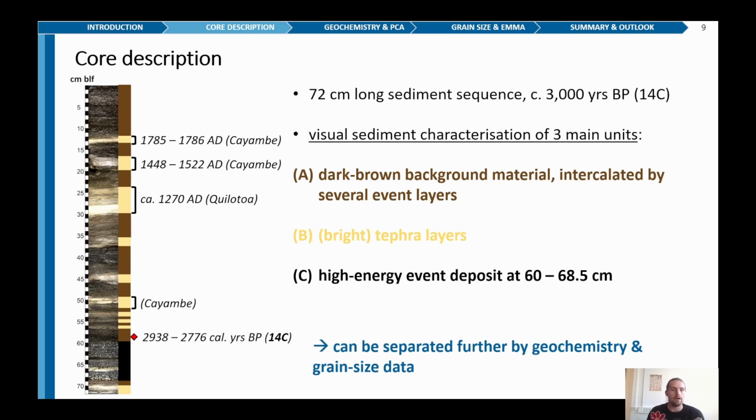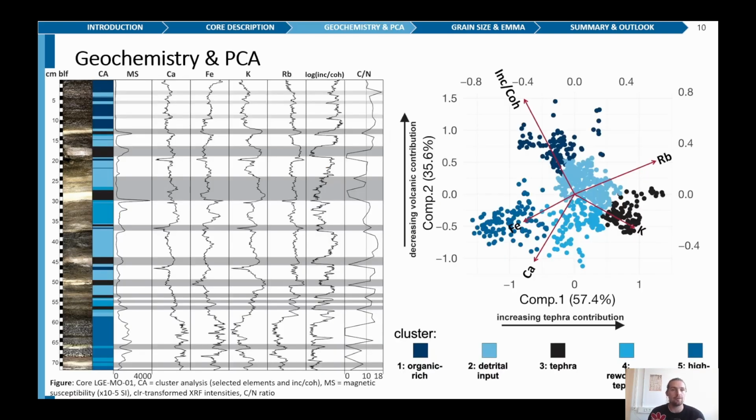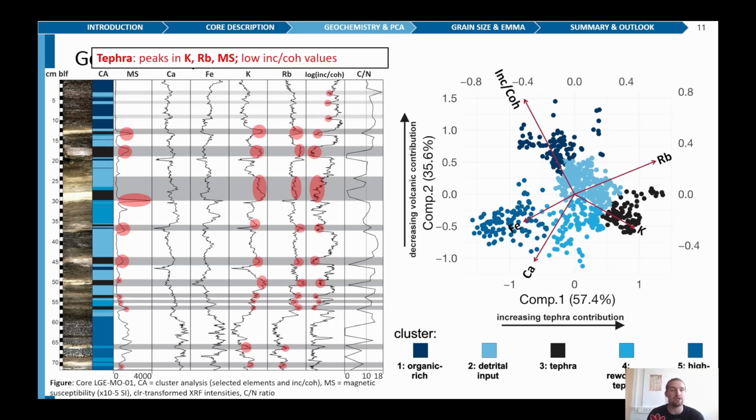And now to further analyze the difference between these layers, we will have a look at the geochemistry, the XRF data. So you can see that we made a cluster analysis based on the plotted element intensities of the four elements: calcium, iron, potassium, rubidium, and the incoherent-coherent ratio. And regarding the element intensities, it is really nice to separate the event layers because they have very remarkable peaks. For example, the tephra layers are characterized by peaks in potassium, rubidium, and also the magnetic susceptibility, as well as low values in the incoherent-coherent ratio.